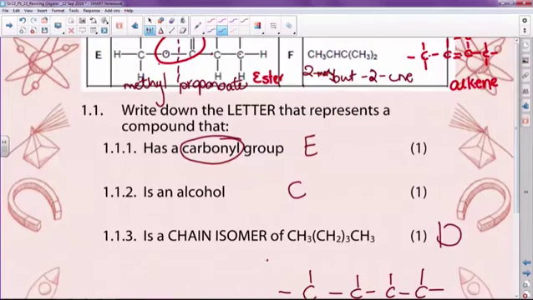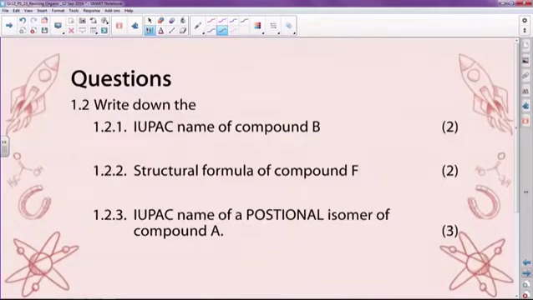Okay, so I'm not going to give you as much time. Here are the next questions. I want you to write down the IUPAC name of compound B, the structural formula of F, and the IUPAC name of a positional isomer of compound A. Mainly because the third is a little harder, I'm giving you 2 minutes, and your time starts now.